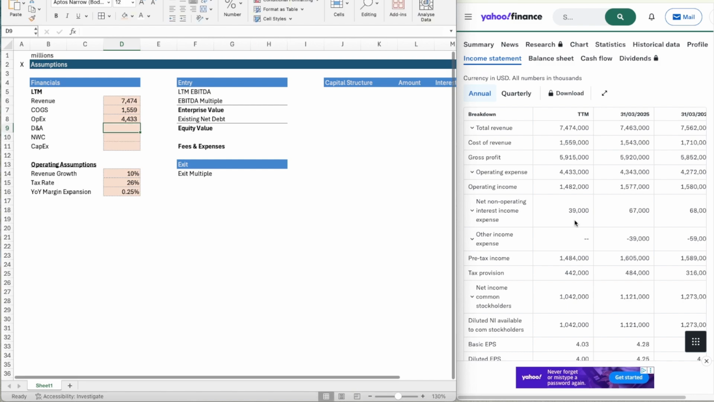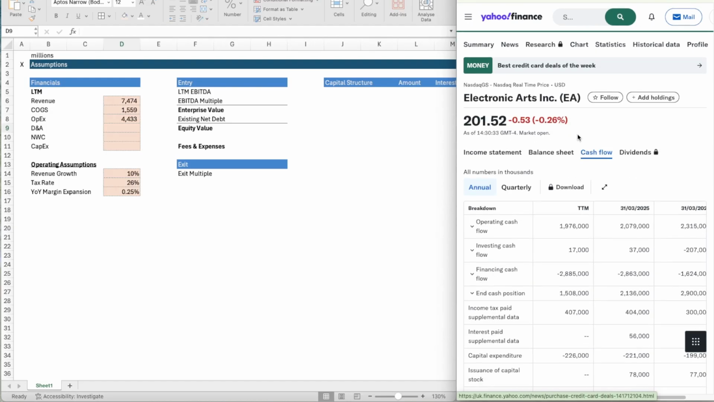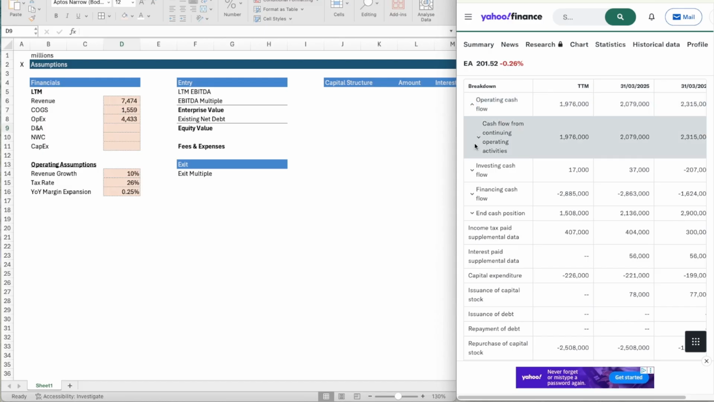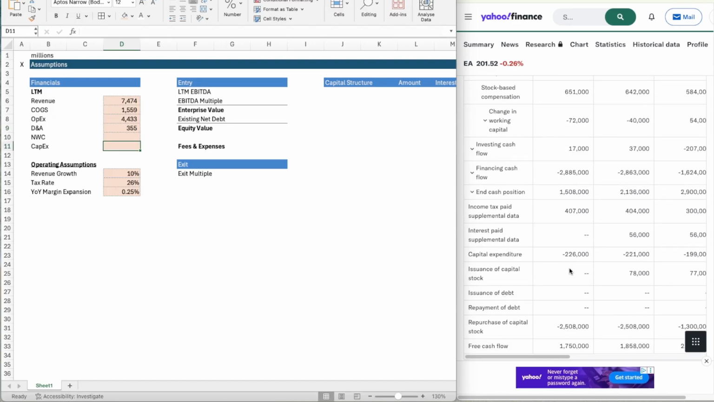The depreciation and amortization is on the cash flow statement. And that is, where is it? Operating cash flow from, here we are, 355. Let's just do capex before we do the, okay, 2264 capex.